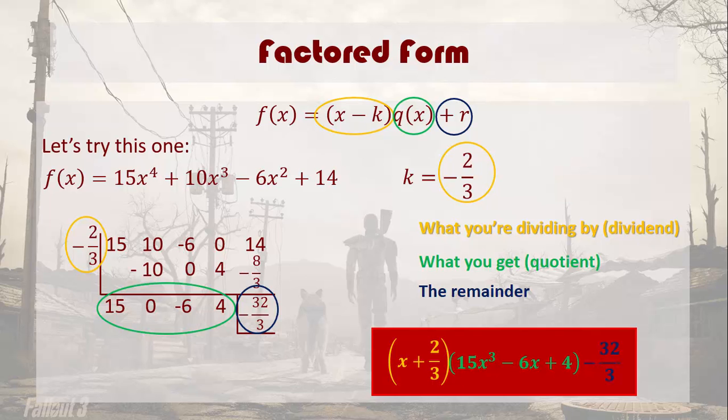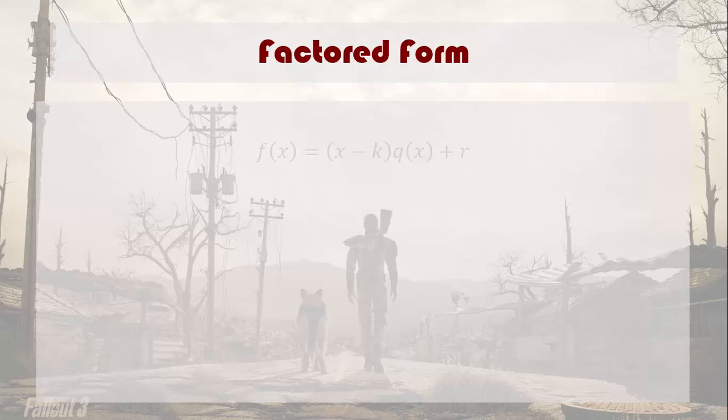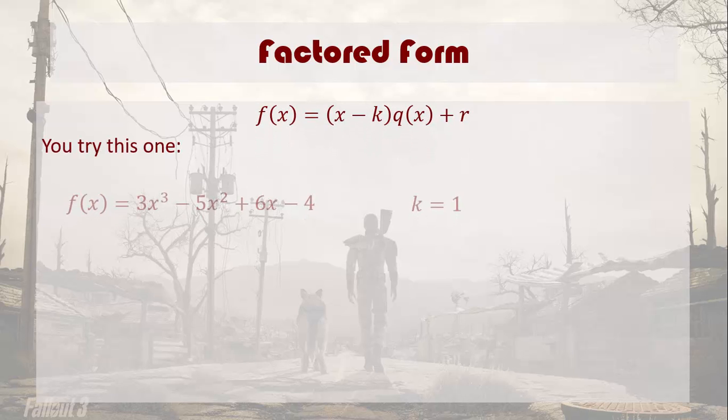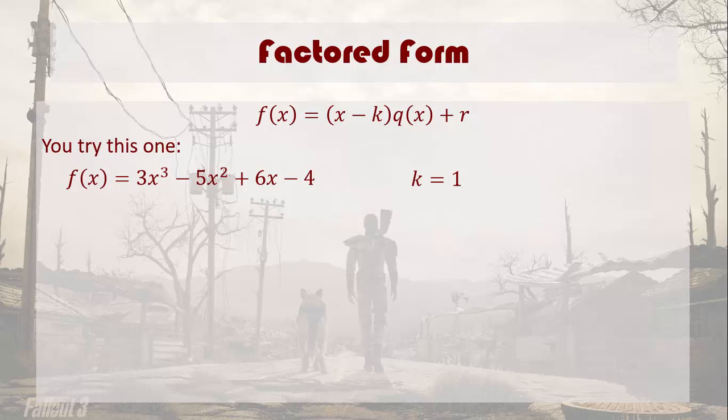Let's try one more. Okay, pause the video. Oh, you're lucky. I didn't give you a fraction to work with. Pause the video, do your synthetic division, and express your answer in factored form. Alright, it should look like this. Well, how about that? We have a remainder of 0.